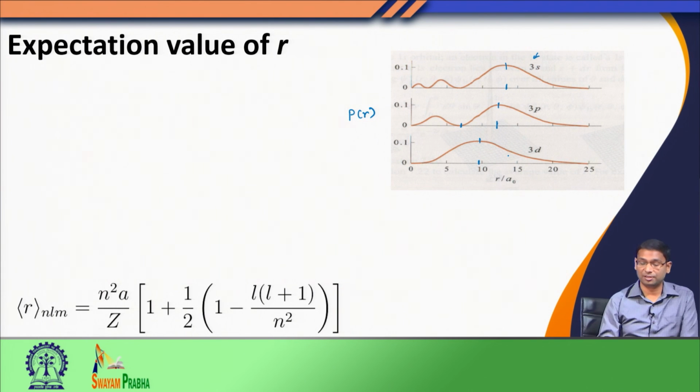This can be explained by the fact that in case of 3s we have 2 nodes, 3p we have 1 node, whereas 3d has no radial nodes. Because of these additional radial nodes, the probability distribution moves rightwards in case of 3s and 3p as compared to 3d. So, the presence of radial nodes explains why our average value of R is greater for 3s compared to 3p or 3d.